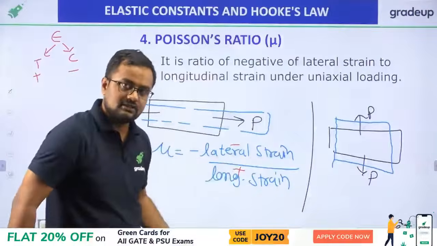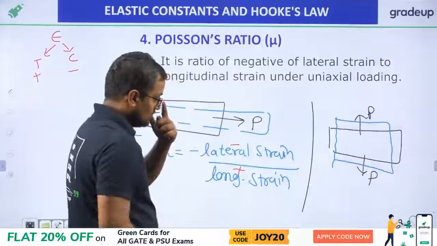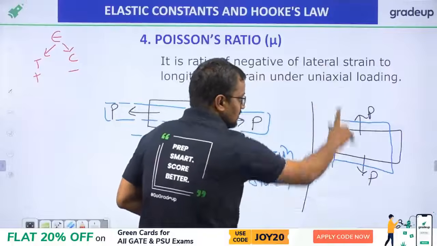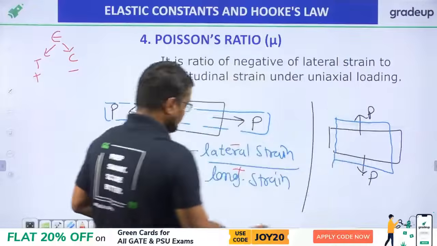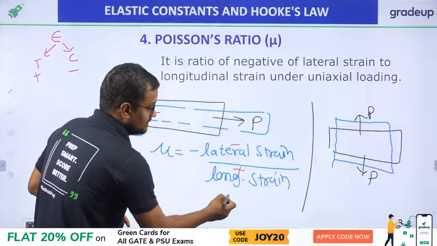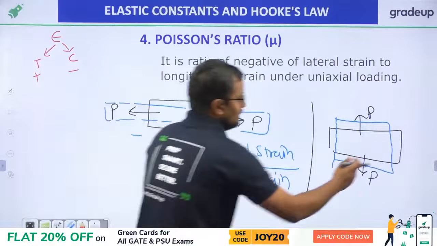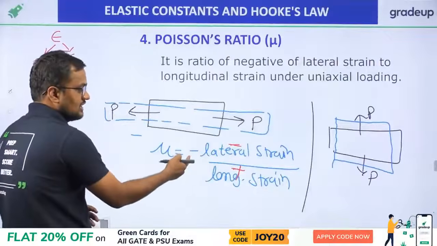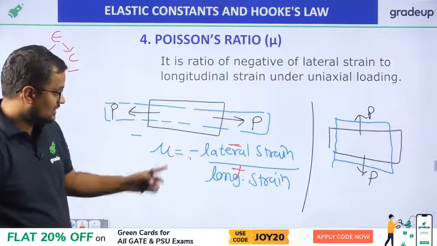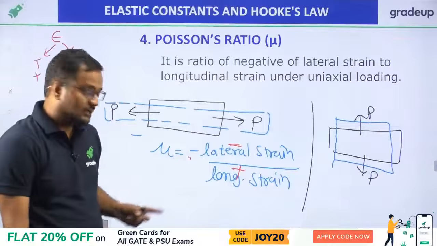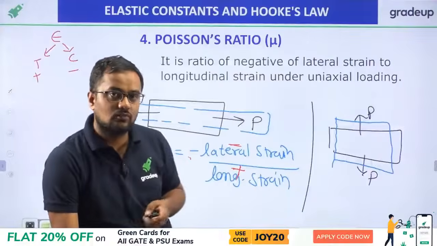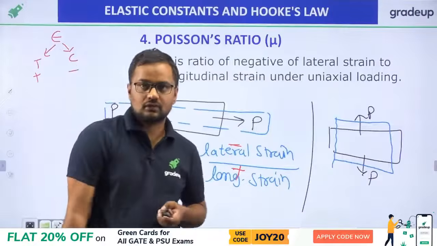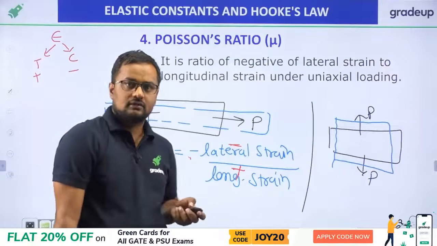Let us go here, my friends. In this direction, length is increasing, so this is the longitudinal direction, and it is positive again. And in the lateral direction, it is reducing, therefore it is minus. Minus upon plus will be minus, and there is a minus in the definition also. Then it will again be positive. So mu will be positive. Let us go further.